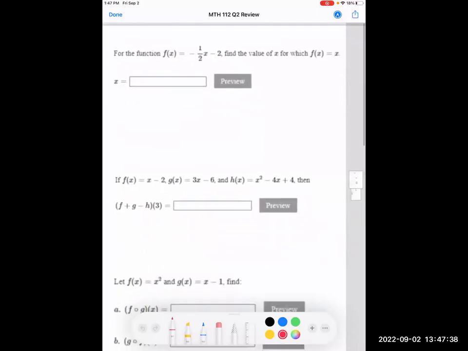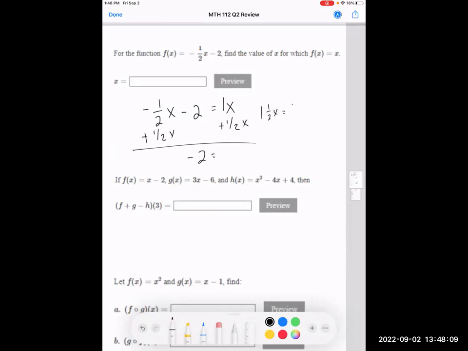A question you'll see says, for the function f of x equals negative 1/2 x minus 2, find the value of x for which f of x equals x. That's just a complex way of saying take what f of x is, set it equal to x. You just set them equal and solve. You can put a 1 as a coefficient here, add 1/2 x, add 1/2 x. That'd give me negative 2 equals 1.5 x.